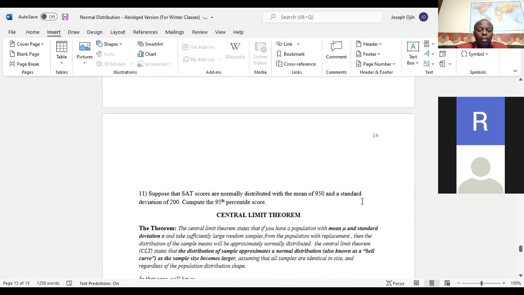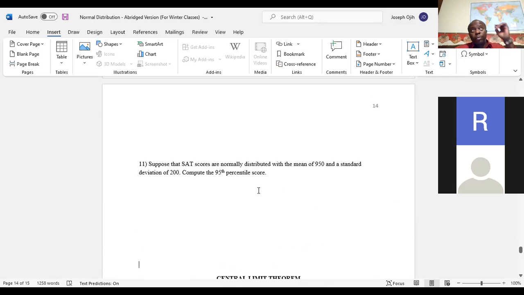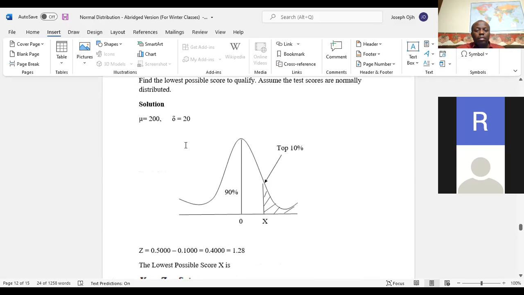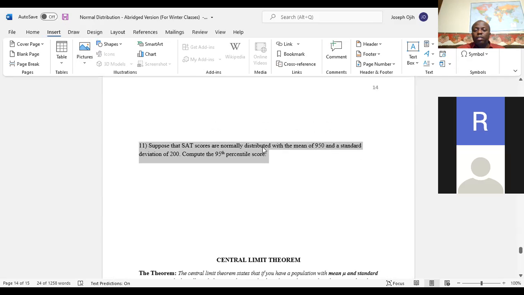All right, good. Now this one says SAT scores. Suppose that SAT scores are normally distributed with a mean of 920. I'm going to draw the diagram of this, so that you can practice this. It's just like the first one we did. Here, in this case, you use 10%. Here I'm going to use 5% because it says compute the 95th percentile score.